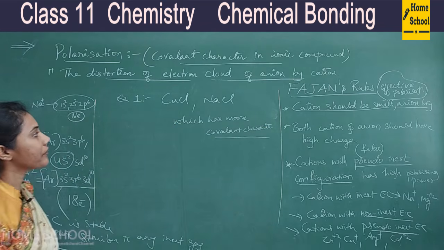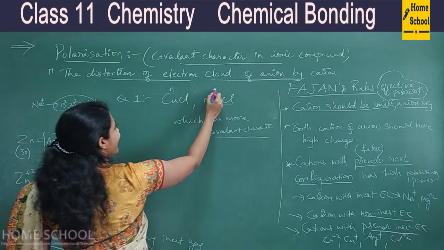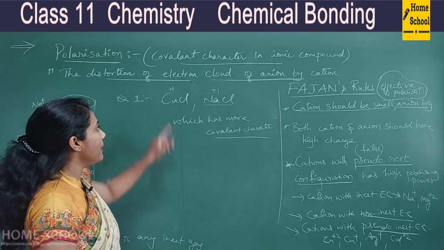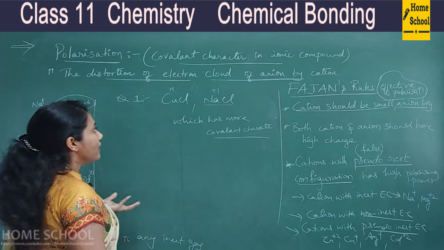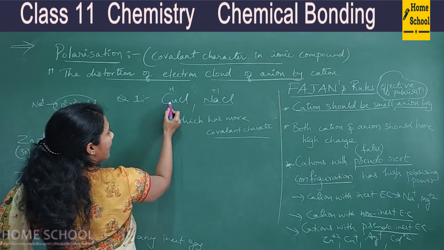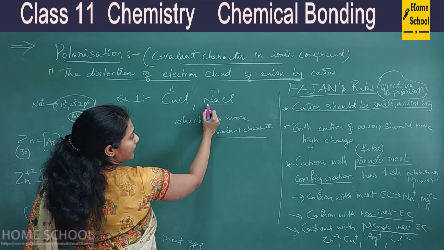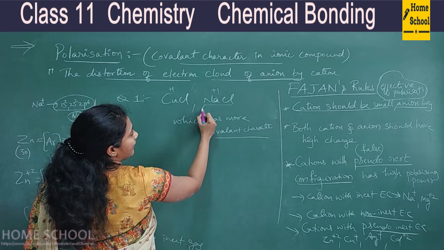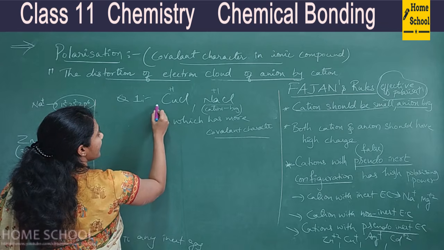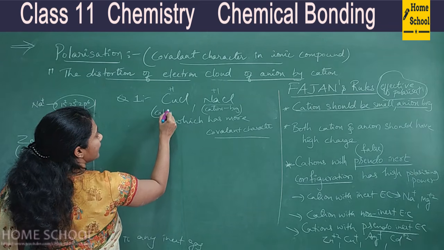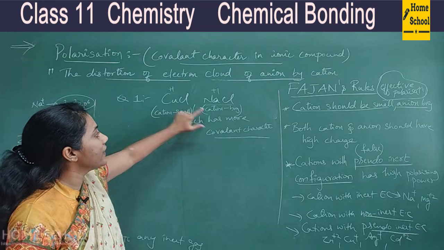So how do you decide? Copper chloride, NaCl. Here copper's charge is +1, Na's charge is also +1. Okay, so based on the charge you can't decide, and the cation should be small, the anion should be weak, right? So normally a bigger cation, say compared to copper, sodium comes in the first group. So you know this sodium is a comparatively big cation. Actually speaking, this is the cation which is big, whereas this cation is actually small. Okay, so this is the small cation and this is the big cation.